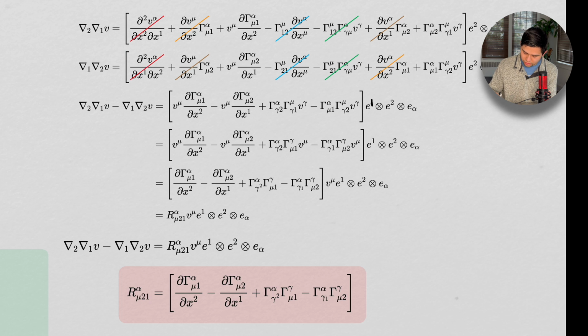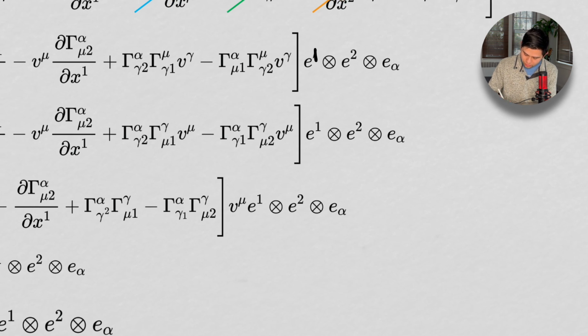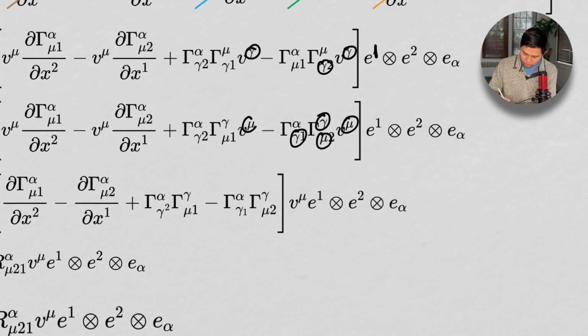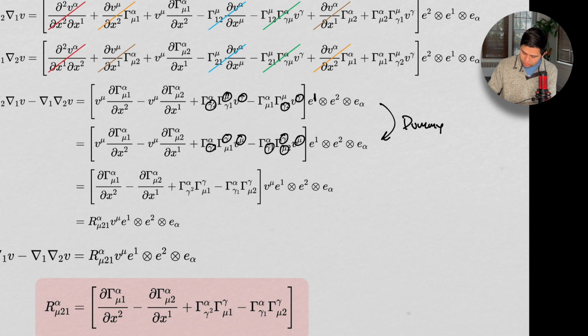So how do we get to this point? We're just changing the names of dummy indices, right? Changing dummy index names. So we're changing gammas to mu's, mu's to gammas, gamma to mu, mu to gamma, and then these are all dummy indices, so we can keep those as well. So again, we're just changing dummy indices, all right?